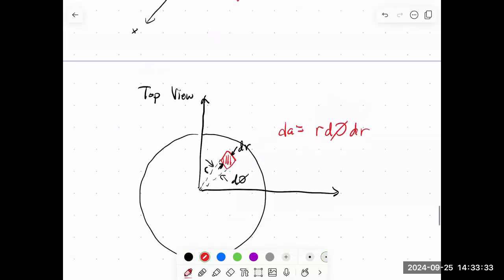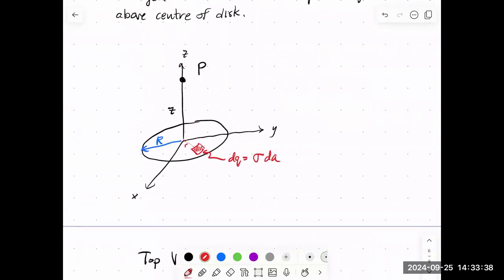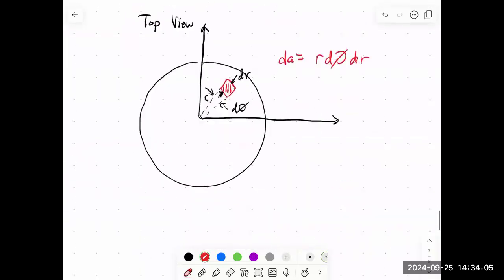Okay, good. So the other thing that I'll draw on this diagram is that the distance from this patch to our point P is the square root of r squared plus z squared. So this is the square root of r squared plus z squared. And I think that's all of the things that we're going to need to get started on this calculation.